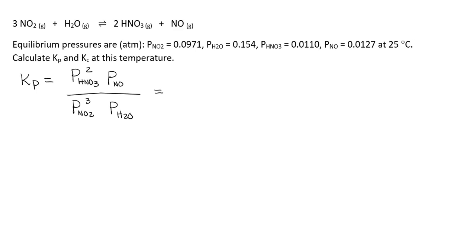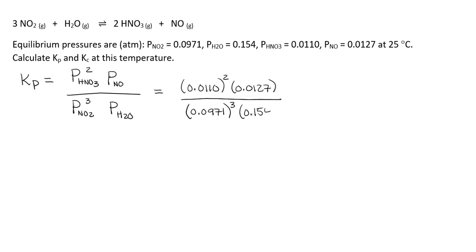Plugging the numbers in, I have 0.0110 for HNO3, that will be squared, times 0.0127 for NO, divided by NO2, 0.0971 cubed, times H2O, 0.154. As far as sig figs, it looks like we have 3 sig figs everywhere, and so our final result will be rounded to 3 sig figs.